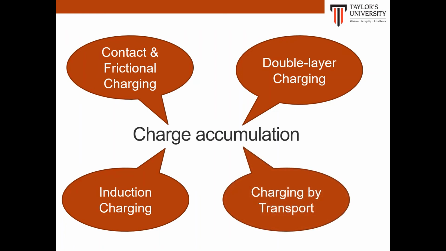The last one is what we call charging by transport. When charged liquid droplets or solid particles settle on an isolated object, the object is charged. The transferred charge is a function of the object's capacitance and of the conductivities of the droplets, particles, and interface.